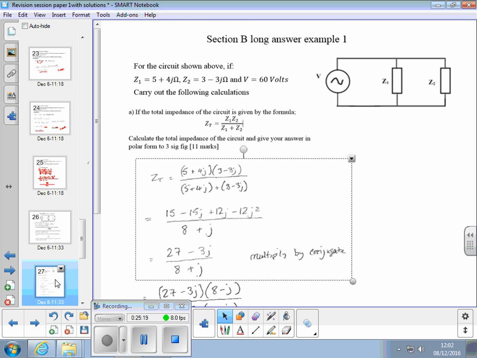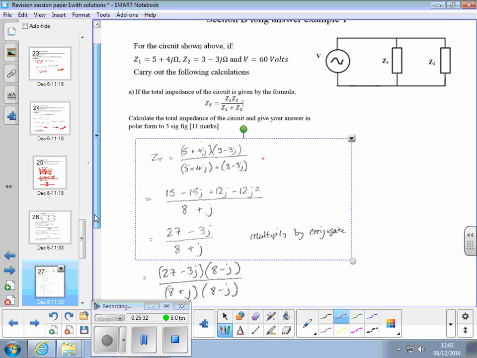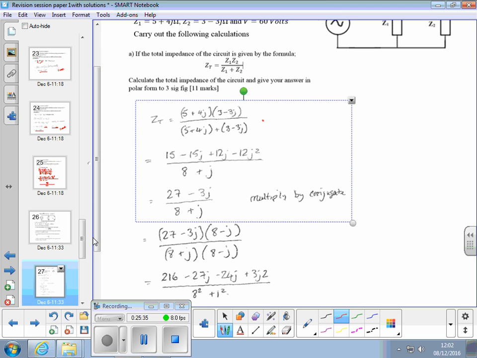Right, gents, let's just go through the answer to this one, okay? So, all I've done in the first instance is put the complex numbers into the formula, okay? And then multiplied out the brackets. There, 2 marks for up to there, and another 2 marks for getting the complete fraction right, 27 minus 3j over 8 plus j. Then we are into multiplying by the complex conjugate. 2 marks for getting that bit.